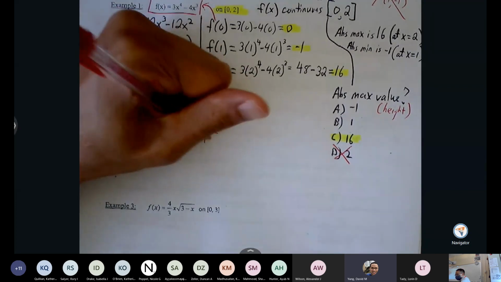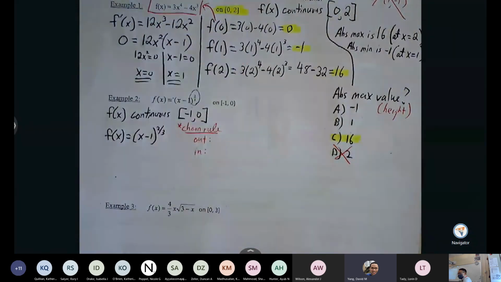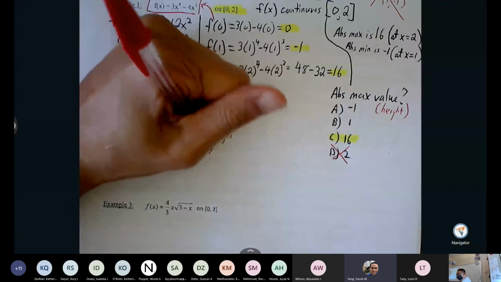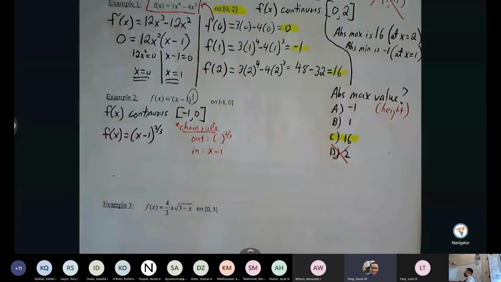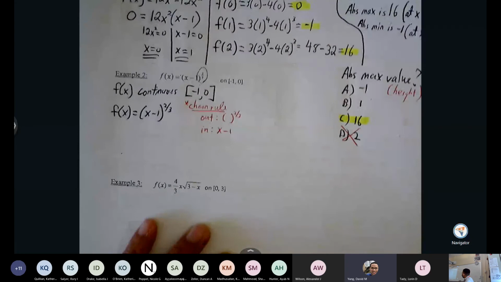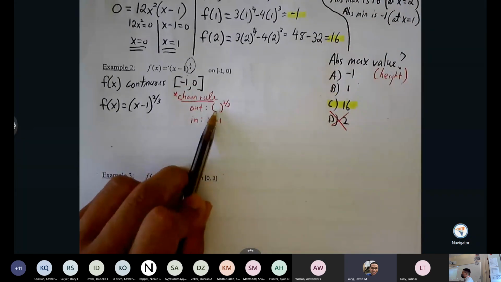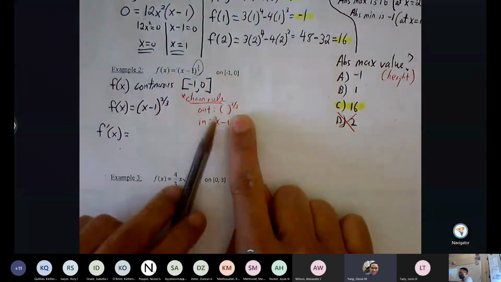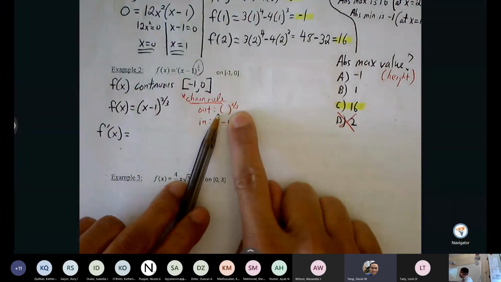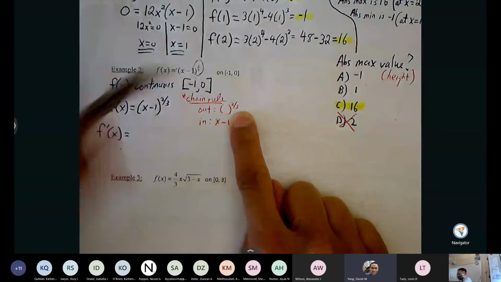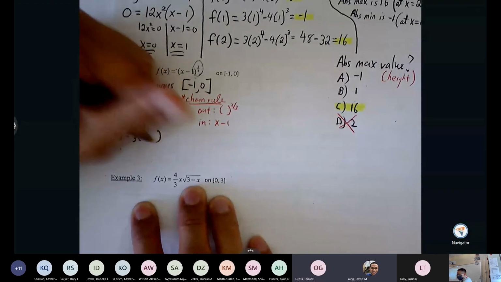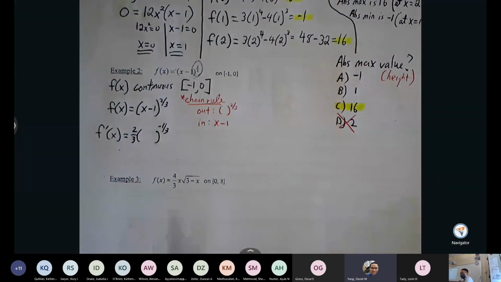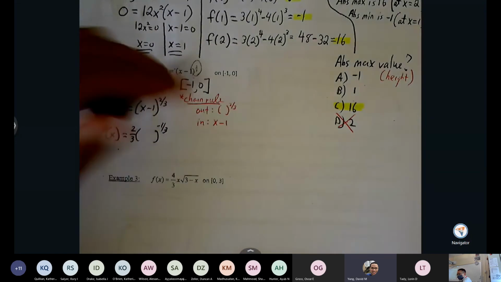So there's an outside portion, there's an inside portion. Outside portion is the parentheses to the 2/3. Inside portion is the x minus 1. All right, we take turns with each of these derivatives. What's the outside derivative? All right, what's power rule there? 2/3, and the exponent becomes negative 1/3, right? Subtract 1 from the exponent. And we keep the inside unchanged, untouched.